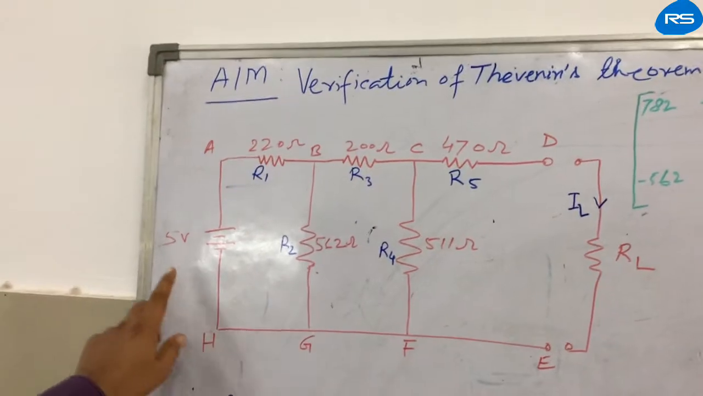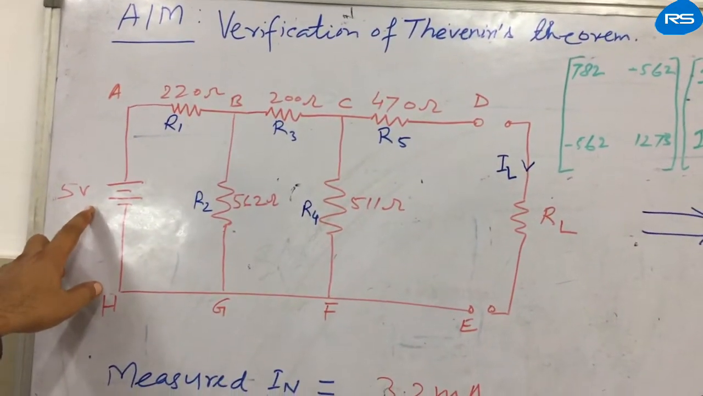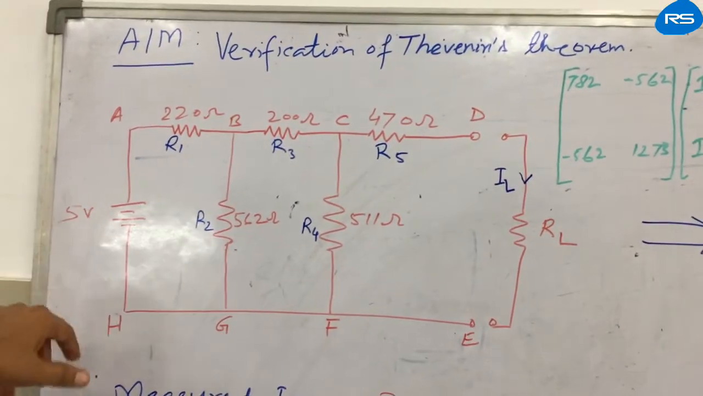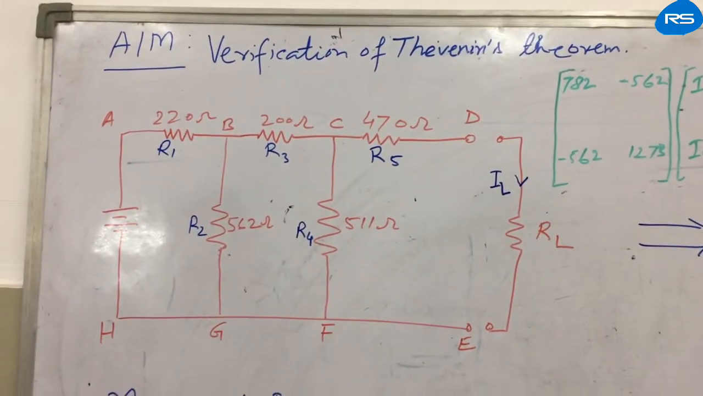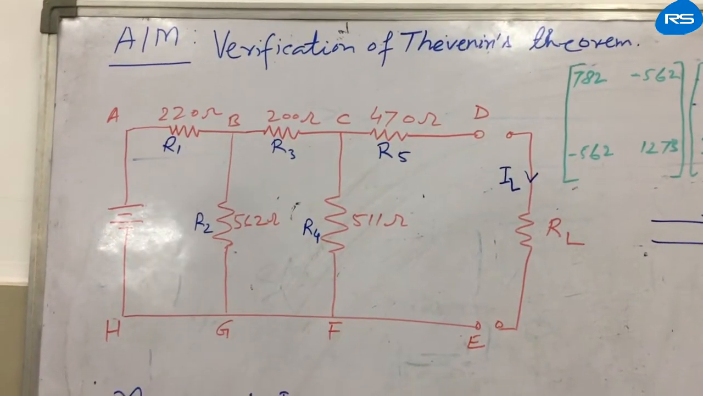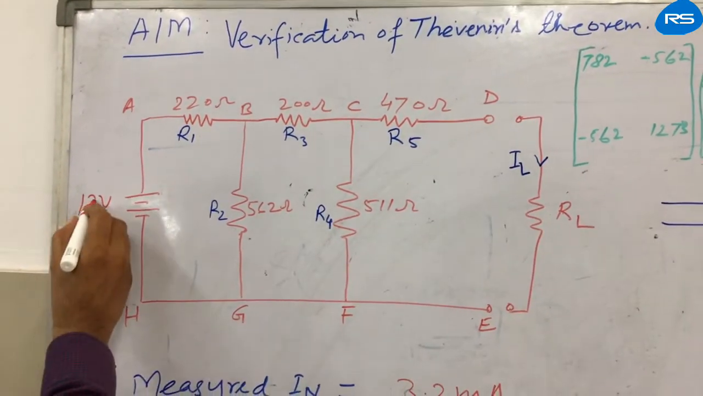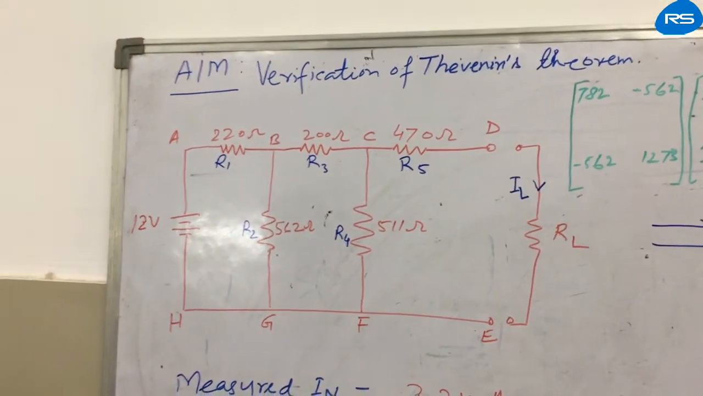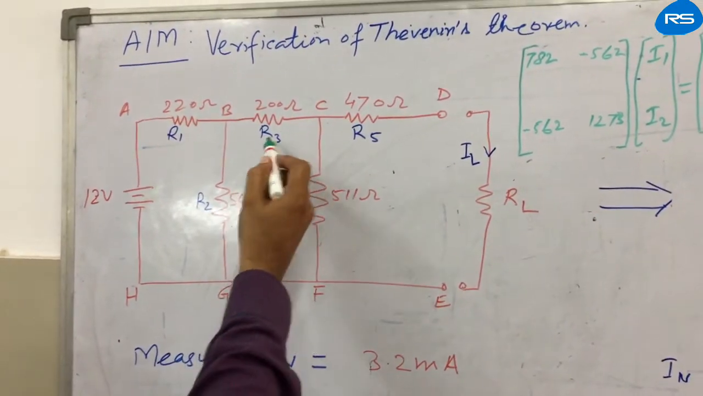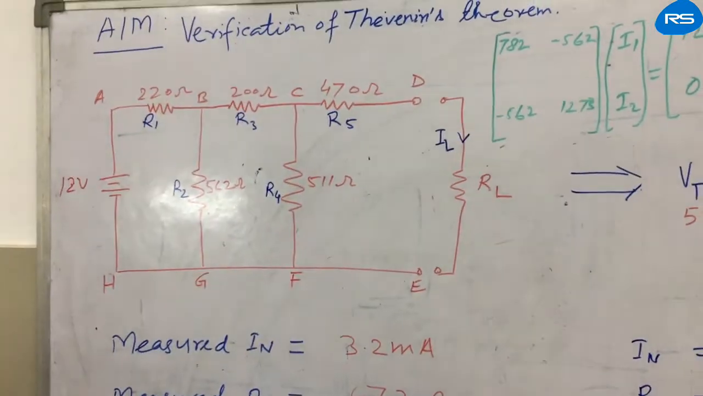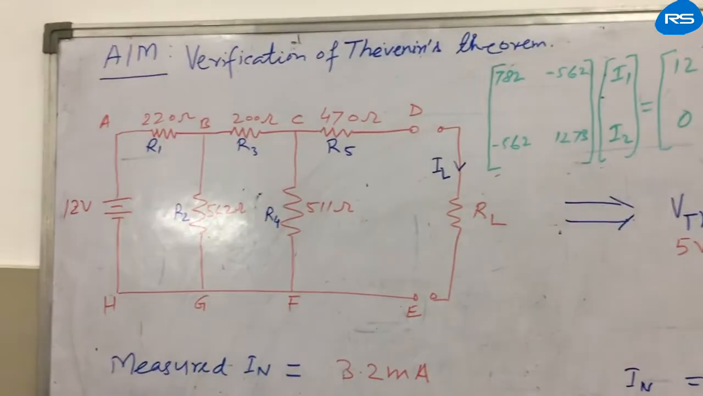So in order to perform the Thevenin's theorem verification, we have considered a circuit like this. This circuit consists of a supply, you can take any, say 12 volt. For this case, we are considering a 12 volt power supply, and this 12 volt power supply is connected through a combination of resistors R1, R2, R3, R4, R5, and at the output terminal we have a load resistor R that is connected.